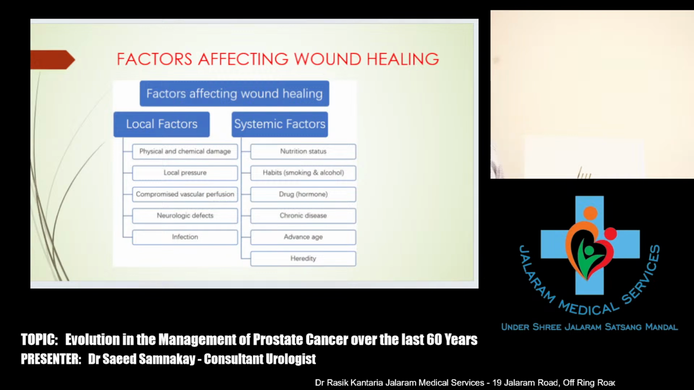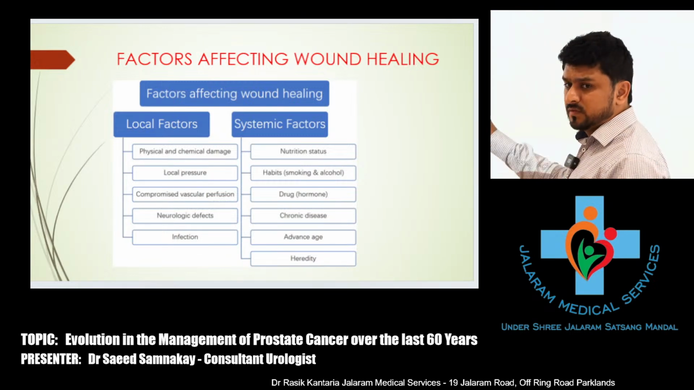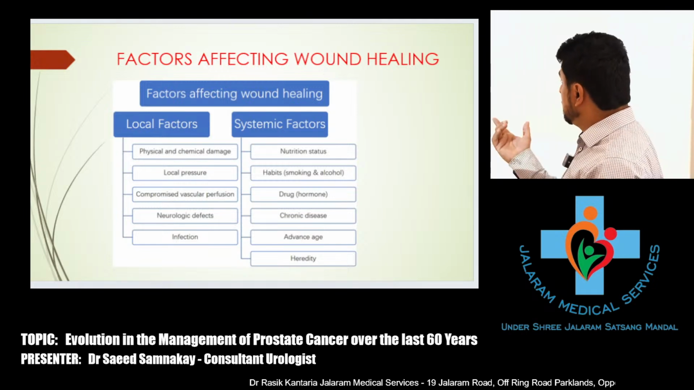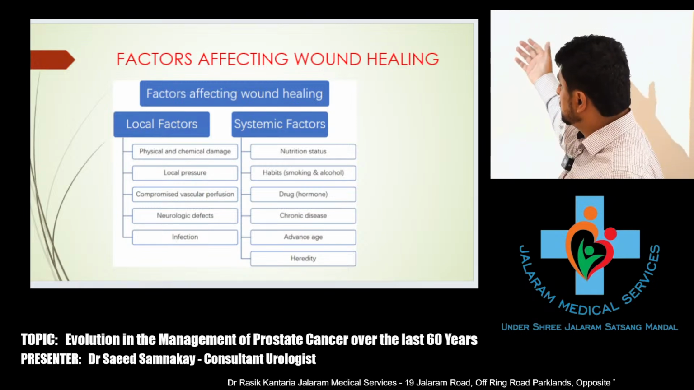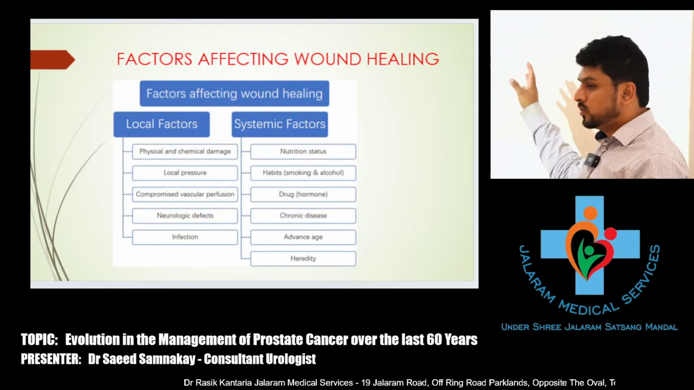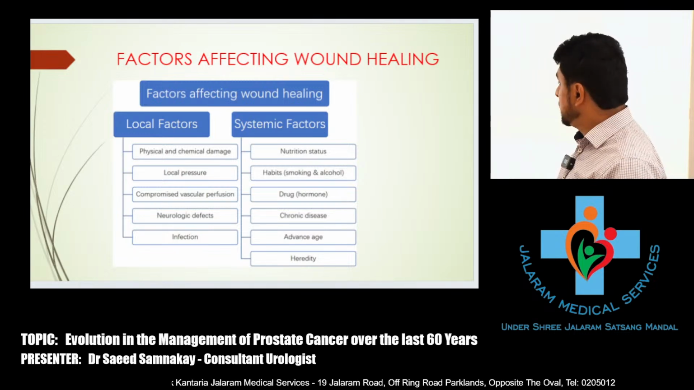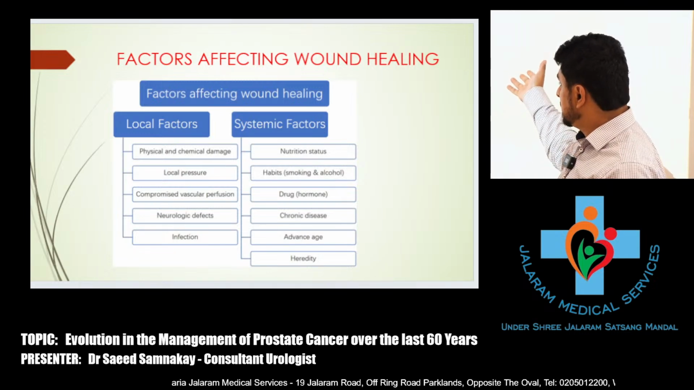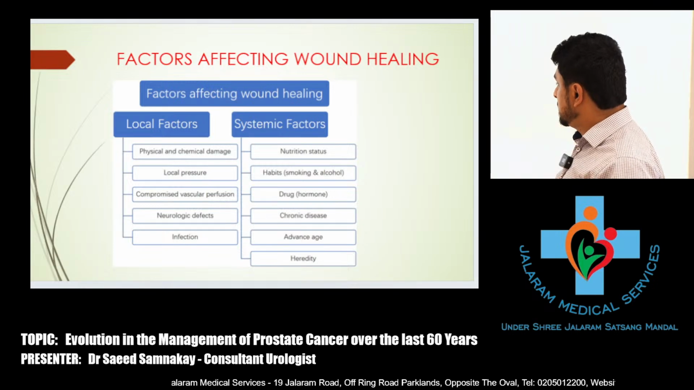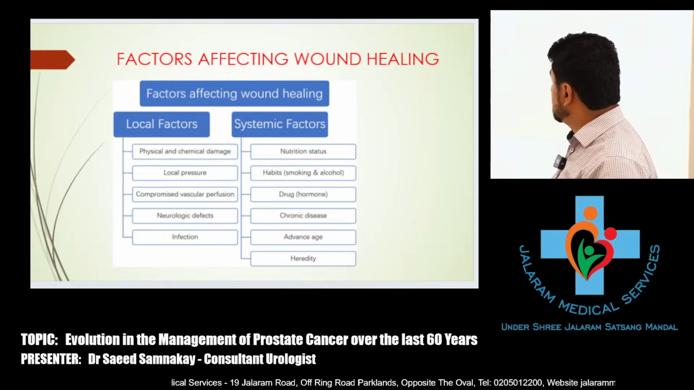What are some of the factors that affect wound healing? Whenever you see a patient who has a wound, these are some of the things that you need to assess. For example, is it smoking? Is it alcohol? Are they on some sort of drugs, hormonal drugs? Basically, you have chemotherapeutic drugs as well. Chronic diseases, including diabetes, hypertension, advanced age, and then hereditary factors, things like Ehlers-Danlos syndrome, collagen syndromes.